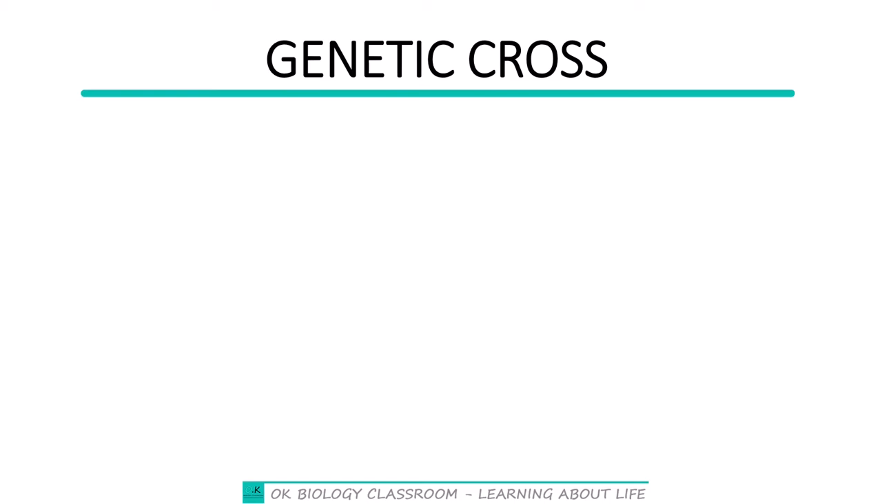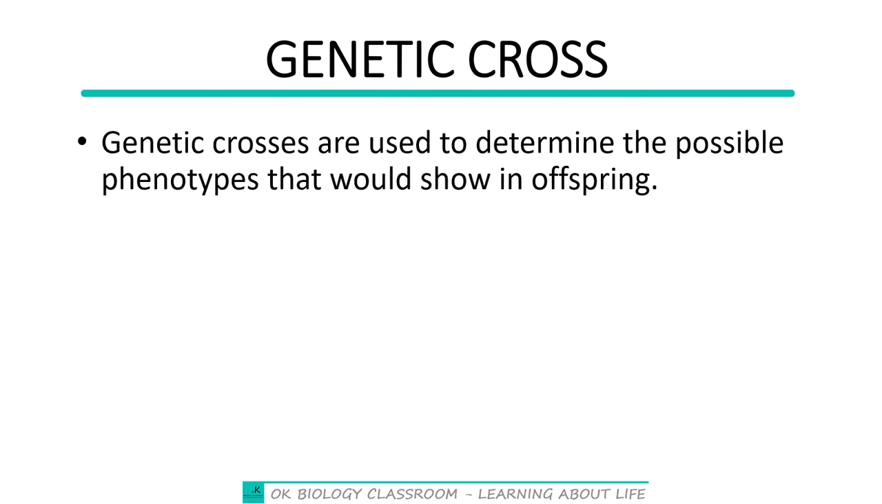So now let us move on to look at what genetic cross is about. Genetic crosses are used to determine the possible phenotypes that would show in offspring. We are talking about inheritance, and we know that inheritance is the passing on of traits from parents to offspring. So, one way that we would be able to predict what kind of phenotypes would be observed in the offspring is by the use of genetic crosses.